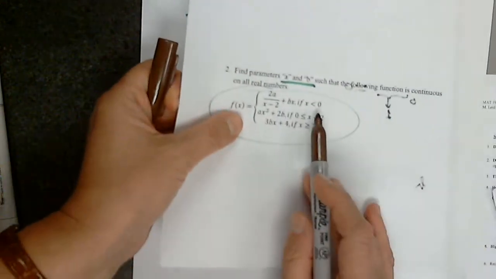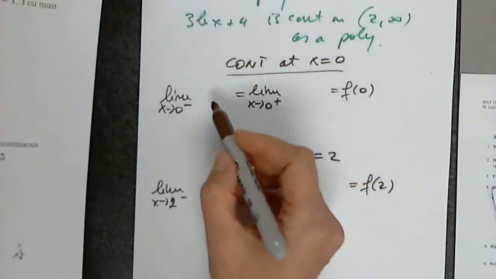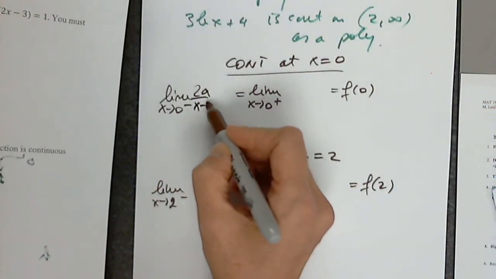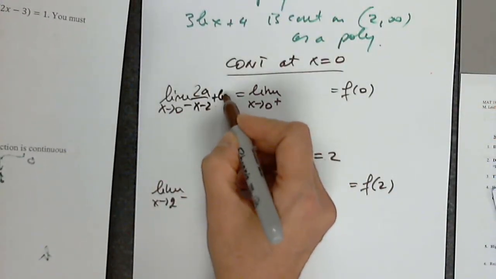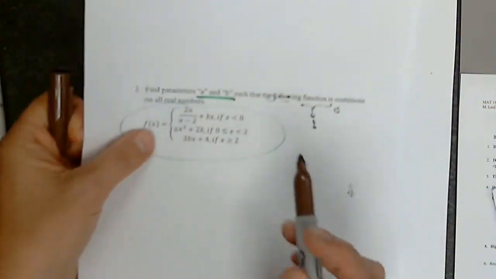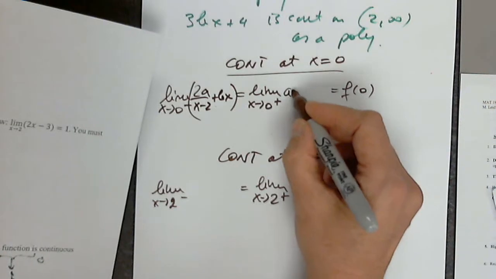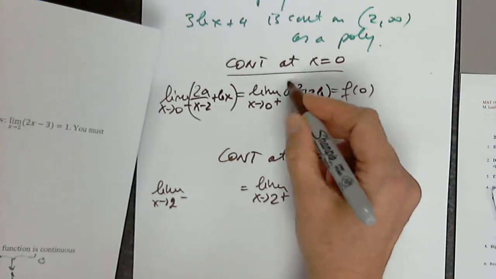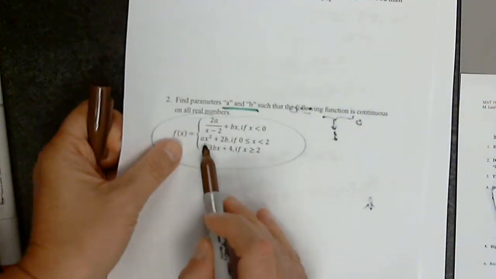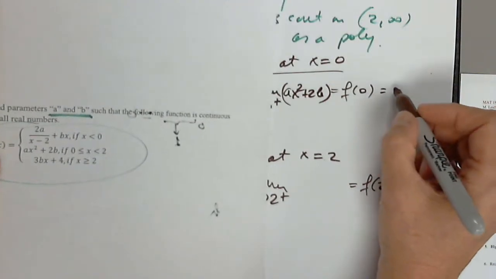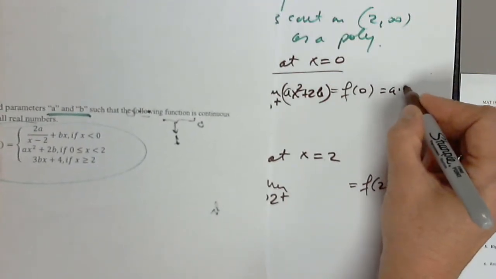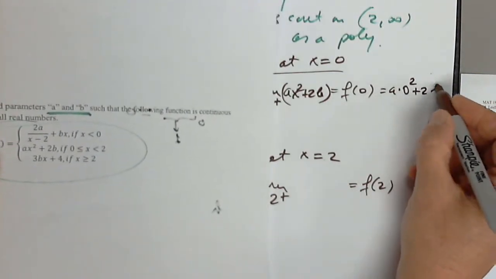0 from the left must be this: 2a over x minus 2 plus bx. 0 from the right: ax squared plus 2b. And f of 0 is here: ax squared, a times 0 squared plus 2b.